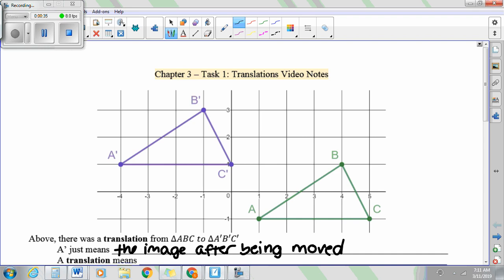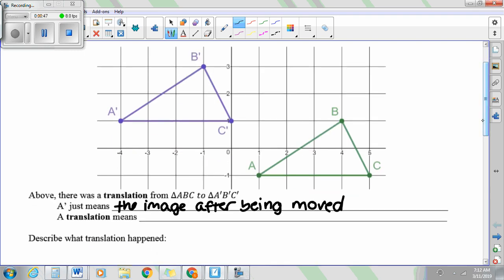So when we look at this picture, this purple one has all my primes on it, so that means it's the second one. This guy with all my original letters means it is the first one. So a translation just means a movement. And that's either side to side or up and down. Or both. It might move 2 to the left and 5 up or something like that.